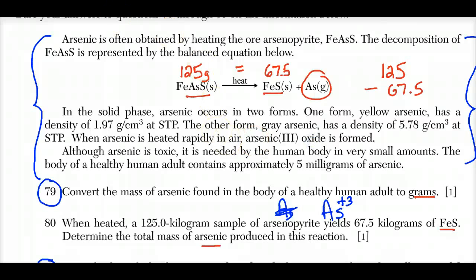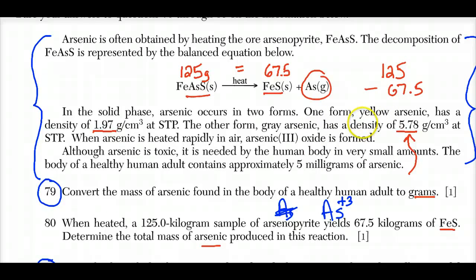We have gray and we have yellow. Gray arsenic has a density of 5.78. Yellow arsenic has a density of 1.97. Wow. They have two different forms, but one is more dense. If they're both solids and one is more dense, I'm guessing that the gray arsenic packs its atoms in tighter spaces than the yellow.